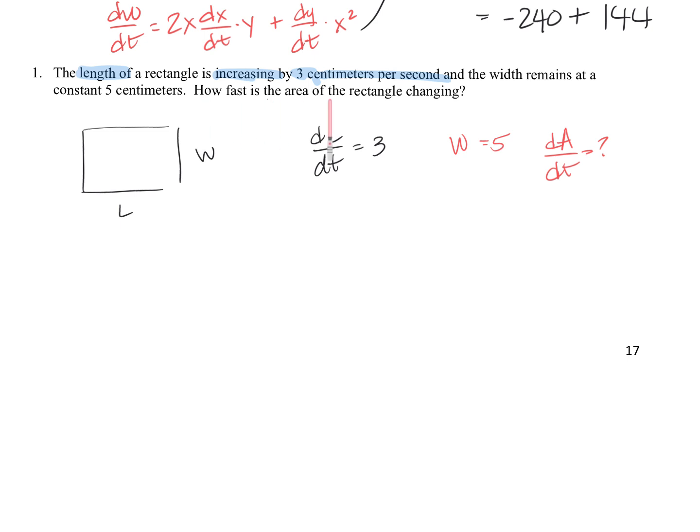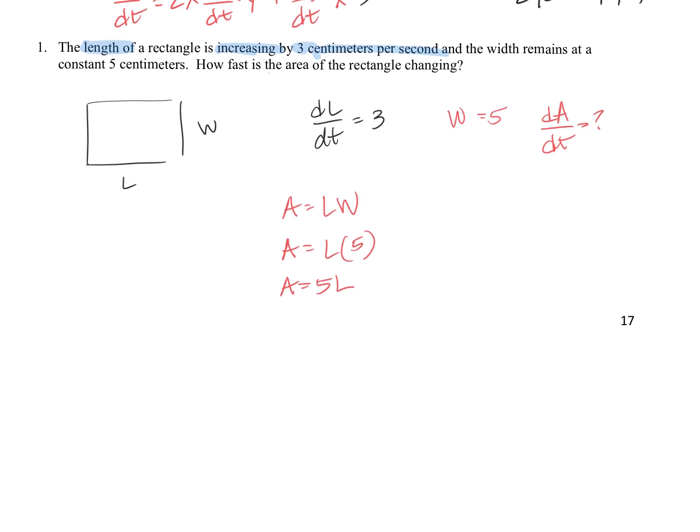So when it says how fast is the area changing, they want the rate of the area. We have to start with the area of a rectangle. Area of a rectangle is always length times width, right? And what can we put in right off the bat? Do I know what my width is? 5. So my original equation is area equals 5L, or my area is L times 5. And that just means we can completely skip the product rule.